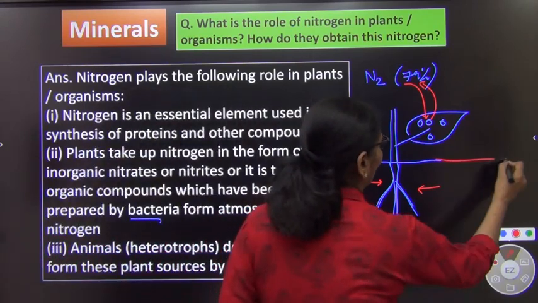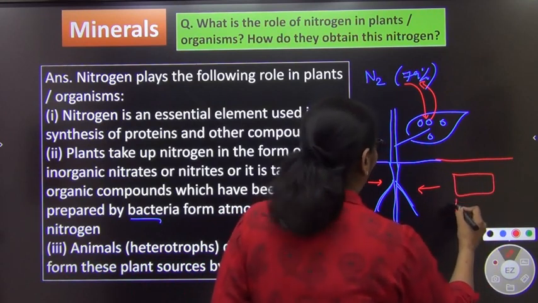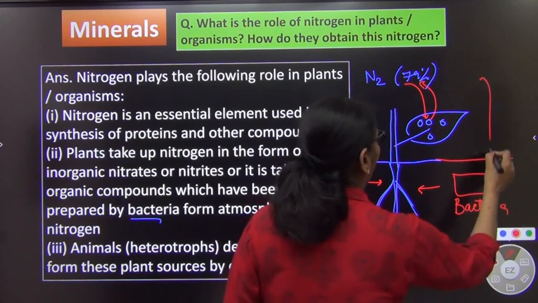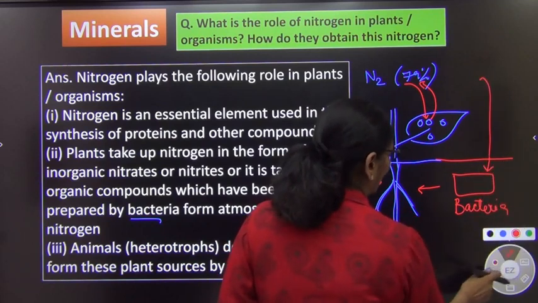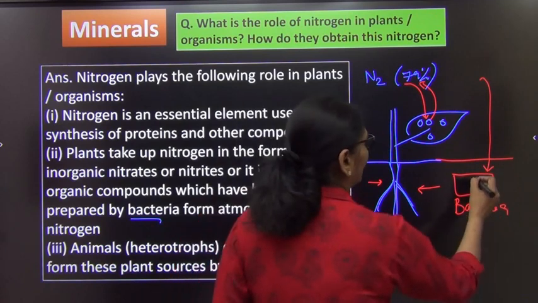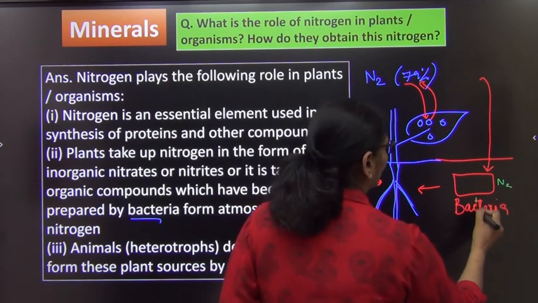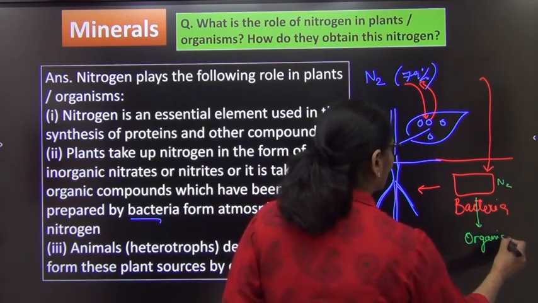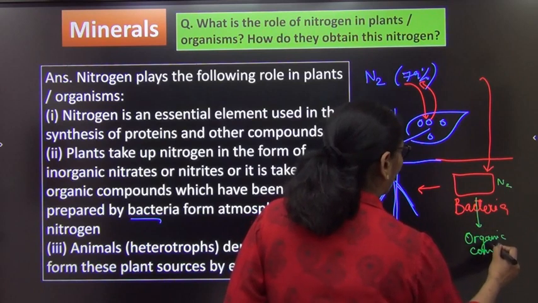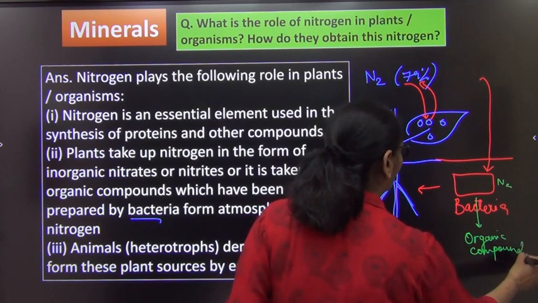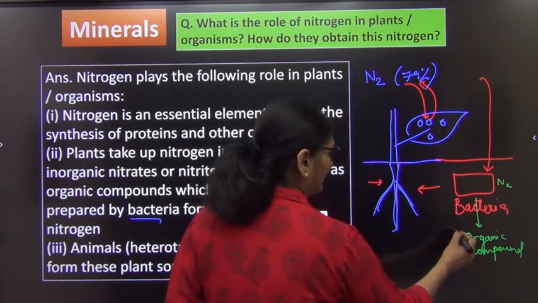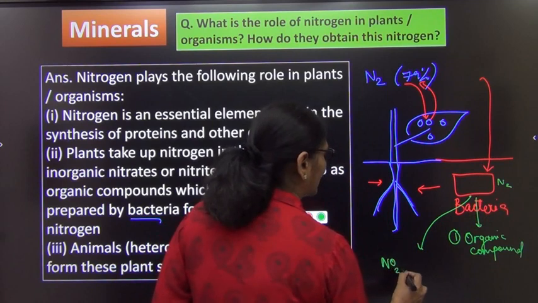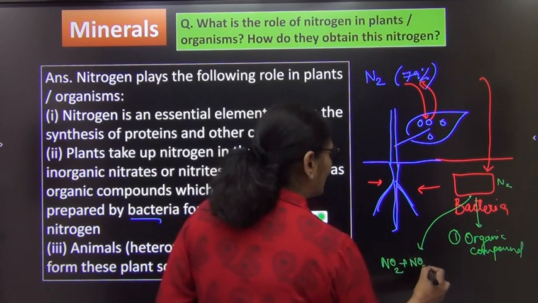There is just one organism on this earth called bacteria, and that too not all bacteria. Some bacteria can take atmospheric nitrogen. They can take nitrogen from the atmosphere. And after taking this nitrogen, this bacteria converts it into simple organic compounds, right? So what does this bacteria do? It either converts it into organic compound, or it converts it in the form of nitrites and nitrates, right?